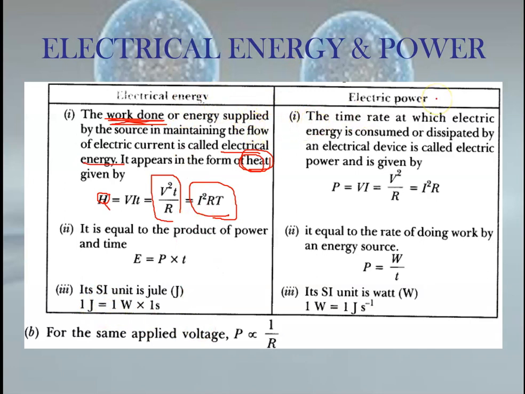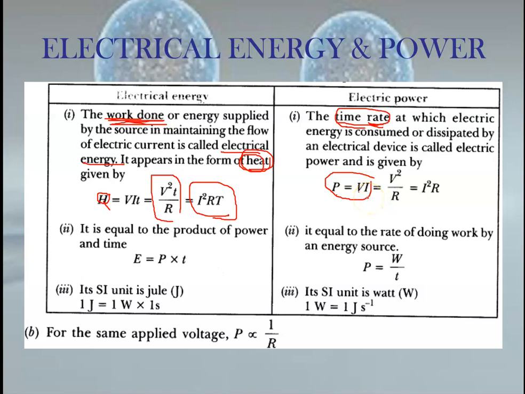The second one is electric power. As you realize, the definition of electrical power starts with the time rate, so it involves time. Electrical power is the time rate at which electric energy is consumed or dissipated by an electrical device. So electrical power is equal to this equation: P is equal to VI, where P is the power, V is the voltage, I is the current.